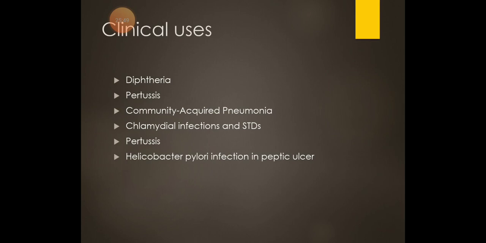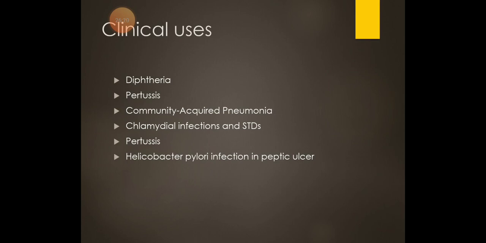macrolide group of antibiotic. As a prophylaxis, in case of mycobacterial infection, that is disseminated Mycobacterium avium complex, MAC disease, in persons with advanced HIV infection, this drug is recommended as a 1200 milligram once weekly dose. This one can also be given in H. pylori infection in peptic ulcer, and that drug is very specific, it is clarithromycin.